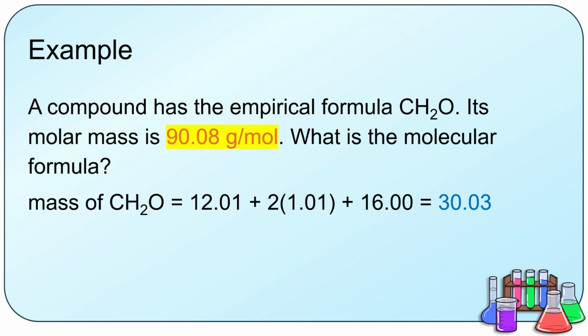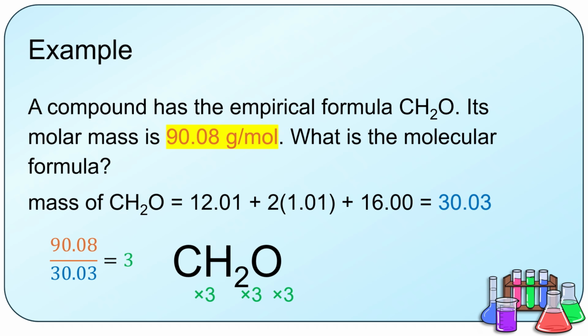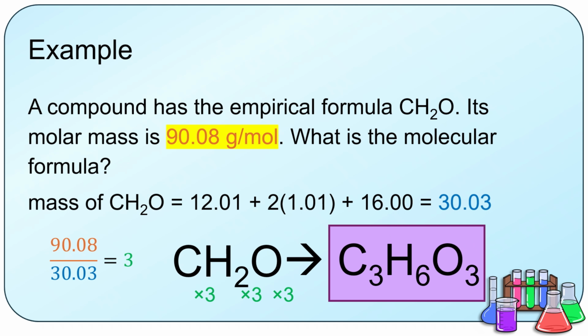Let's look at another example. What if I take that same empirical formula but change the molar mass from 60.05 to 90.08? The mass of the empirical formula, CH2O, is still 30.03. However, when I divide the molar mass by the empirical mass, I get 3. That means this time the factor that will unsimplify this empirical formula is 3, so I multiply all of my subscripts by 3. My molecular formula is C3H6O3.